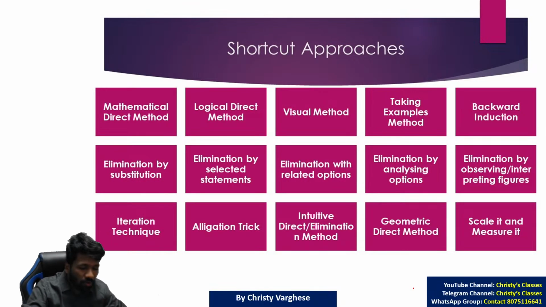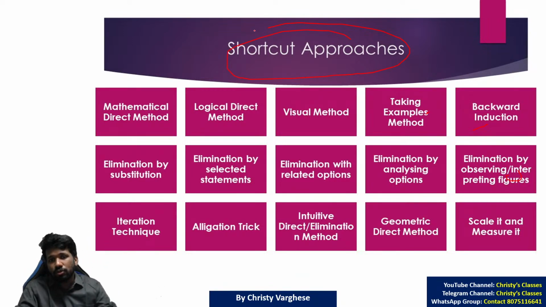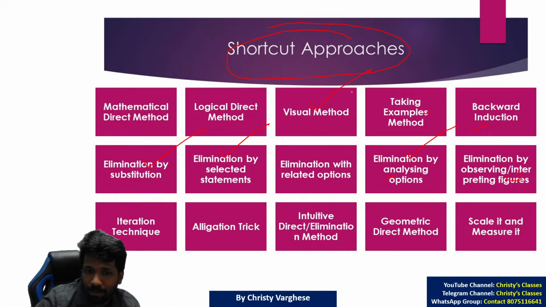As I have told in many of my previous classes, shortcut approaches to do aptitude questions are very important. I have given many videos in this YouTube channel to explain these 15 shortcut approaches by which you can do any aptitude test better. And in this chapter also, shortcut approaches, especially elimination by selected statements, elimination by analyzing option, elimination by substitution, and taking example method to an extent, but more than that, visual method. These methods are very important in this chapter also. With questions, I will give you more clarity.